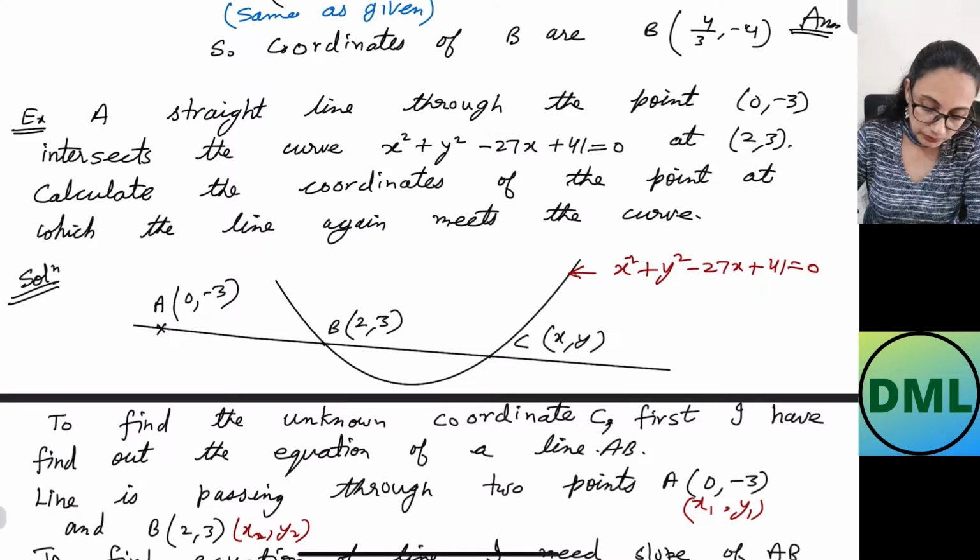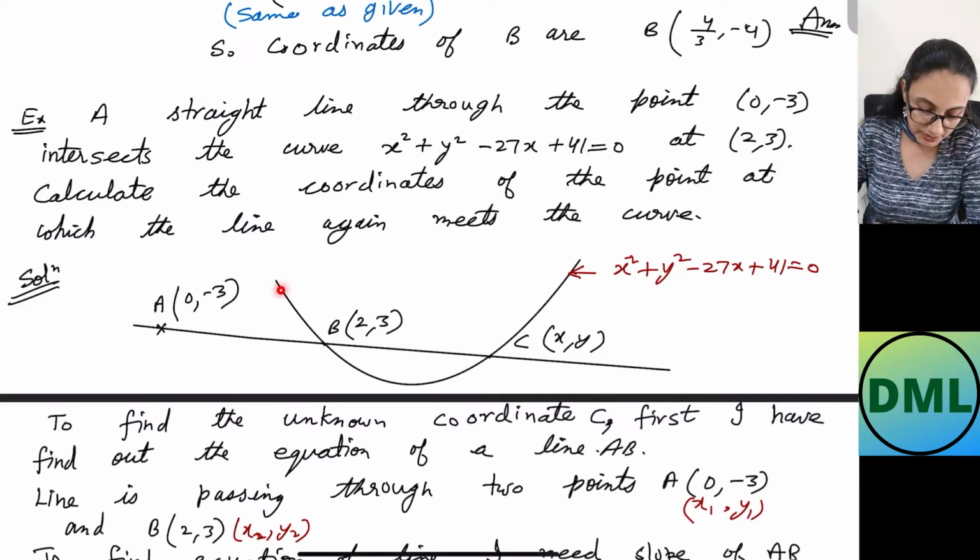A straight line through the point (0, -3) intersects the curve x² + y² - 27x + 41 = 0 at (2, 3). Calculate the coordinates of the point at which the line again meets the curve.